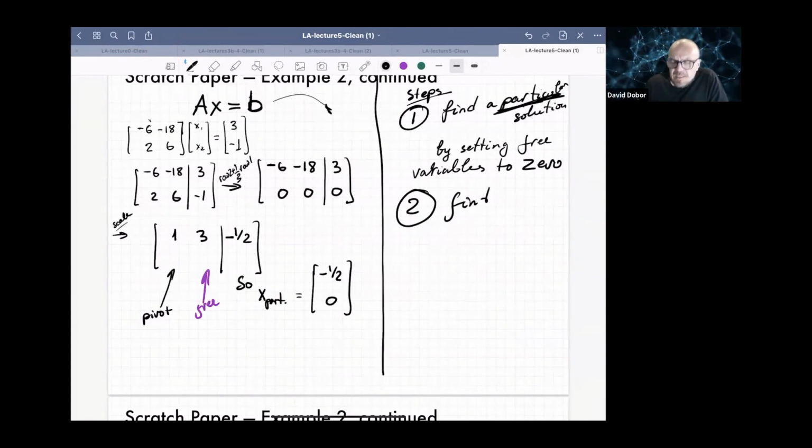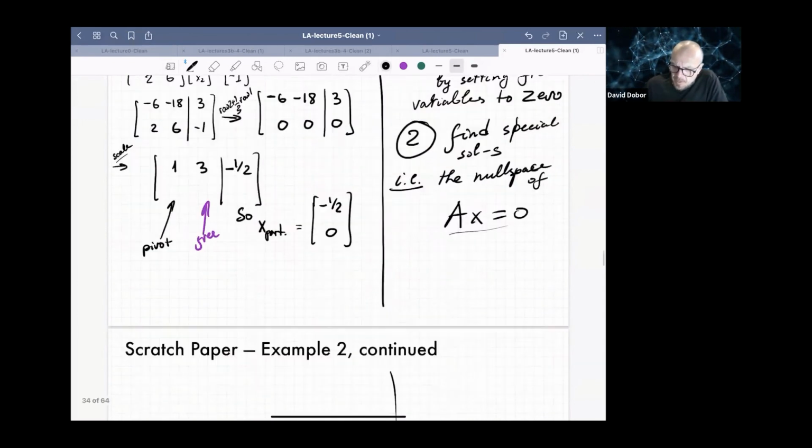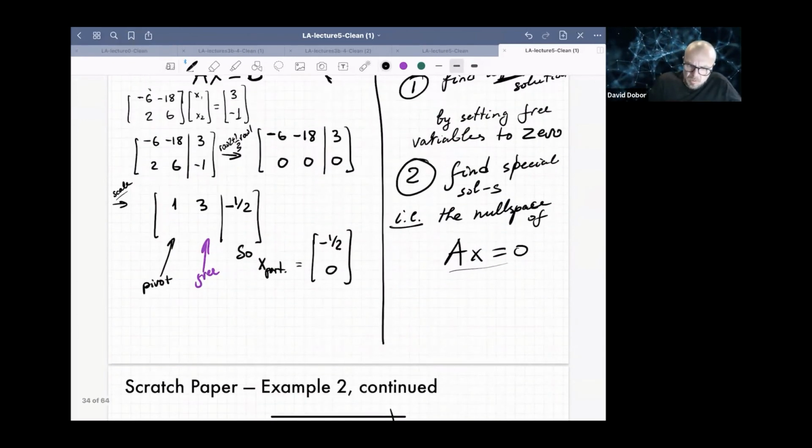Step two: find the special solutions. What are the special solutions? They are the null space of A. You find the null space. Which ones make AX equals 0? So you solve AX equals 0 as well. Find the null space of A. That's step number 2.